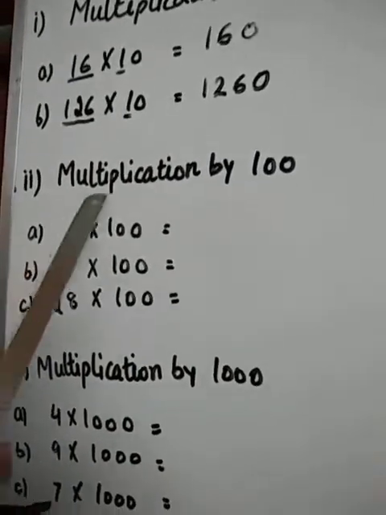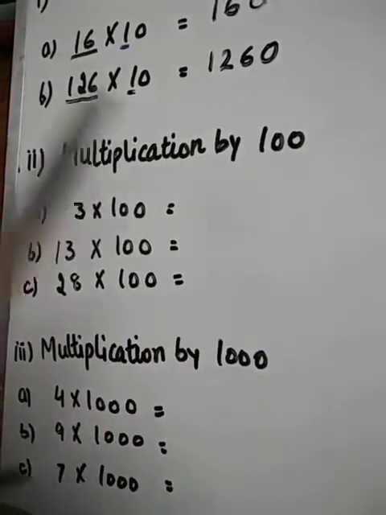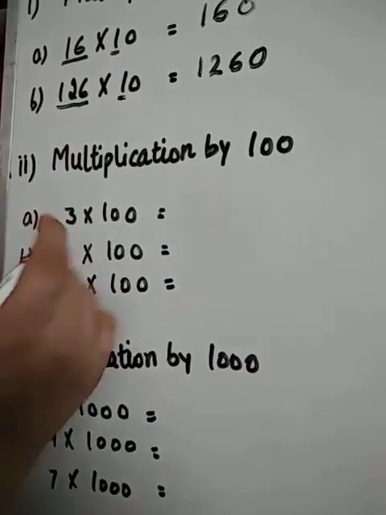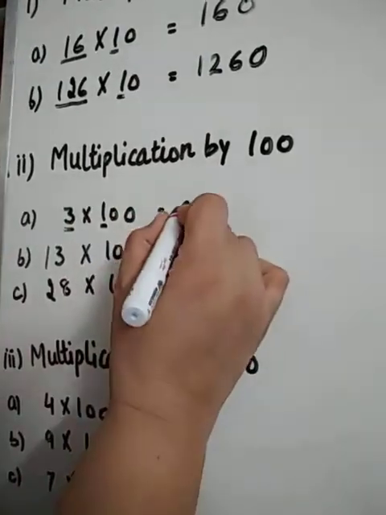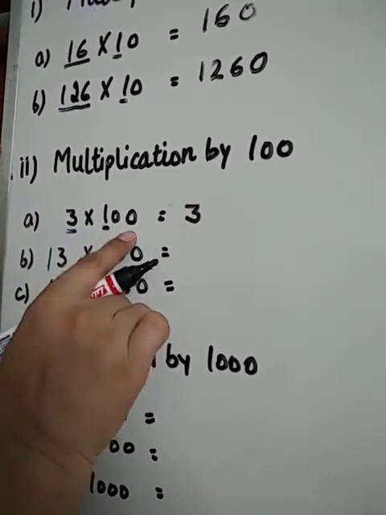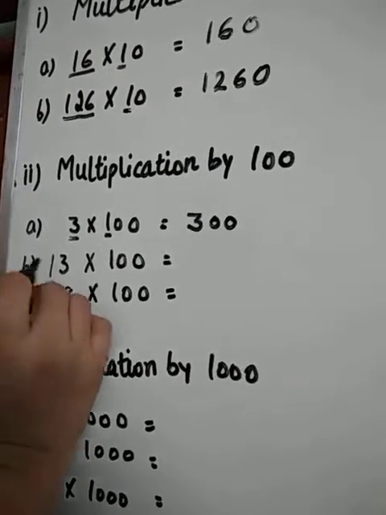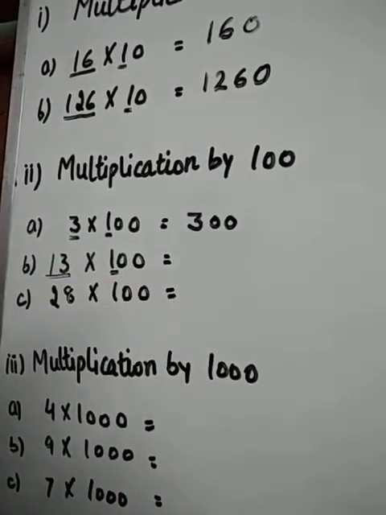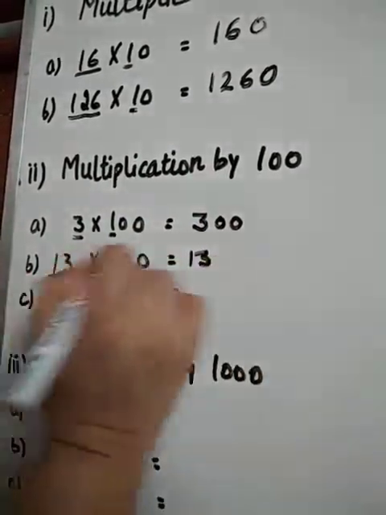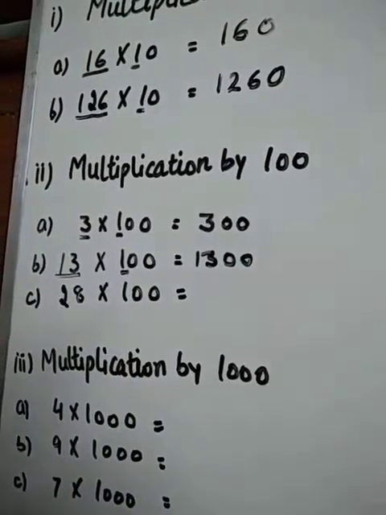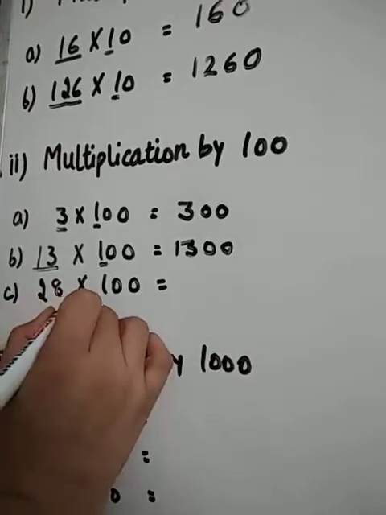I hope you are understanding the method of doing this multiplication. Now the second part is multiplication by 100. Now how many zeros are there? 2. So the same method I will follow. 3 multiply 100. First I will multiply these two numbers, 3 and 1. 3 ones are 3. How many zeros are left here? 2. So I will write 2 zeros. 300 is the answer. Again in the second part, 13 into 1. 13 ones are 13. I will write 13 here. And how many zeros are here? Again 2 zeros. So the answer is 1300.